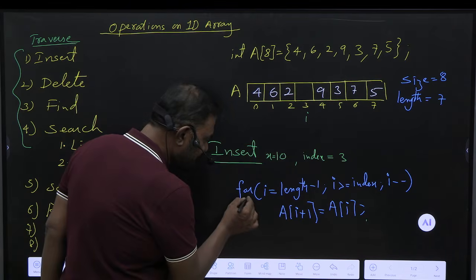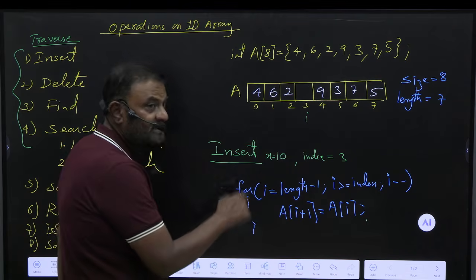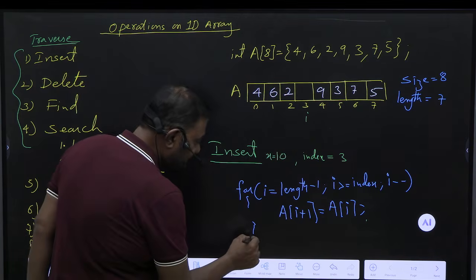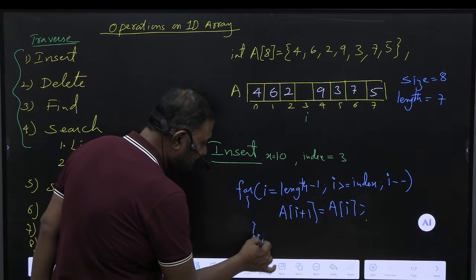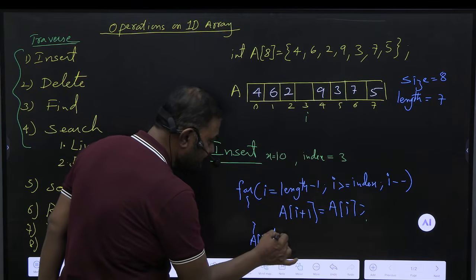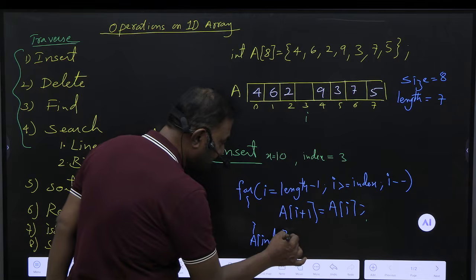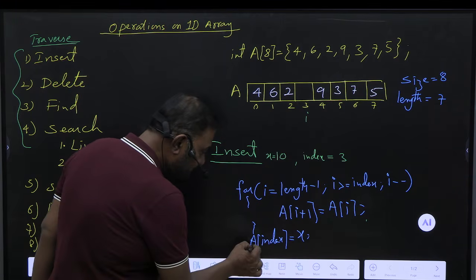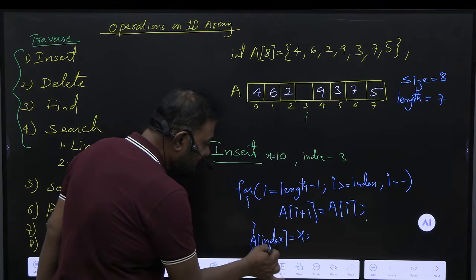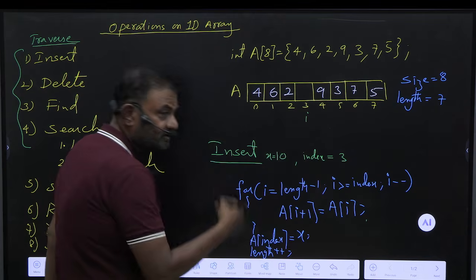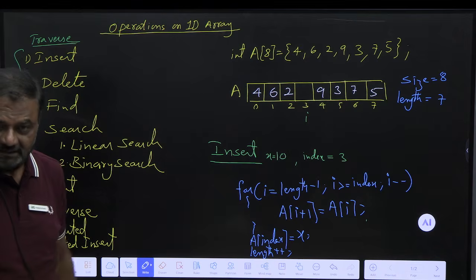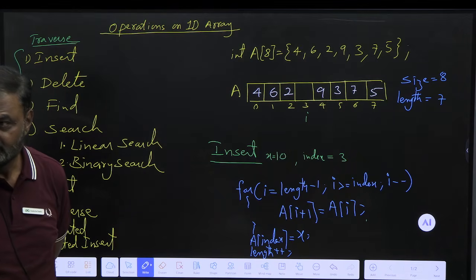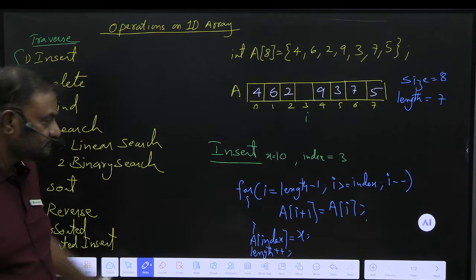Now once you come out of the for loop, all the elements are shifted and I is pointing at the place where you want to insert an element. Then what you should do? A of I, or you can also say index, because both are the same now, assign the value 10 that you wanted to insert, X. Then after that, you should also do one more thing. Length plus plus. You should also modify the length. Now length was 7, now it should become 8. All right, is it clear? That's it.